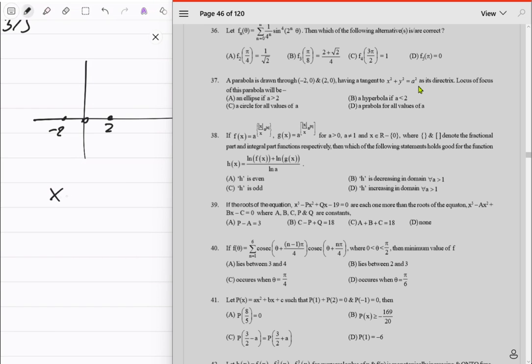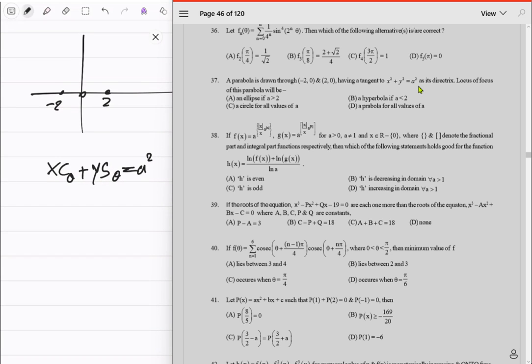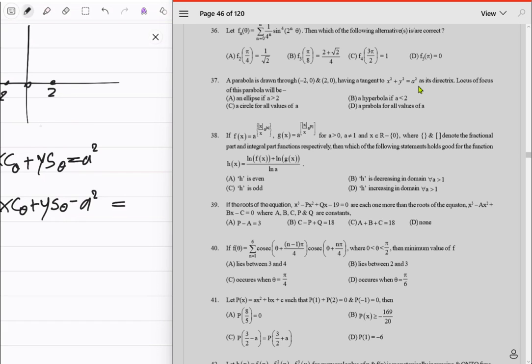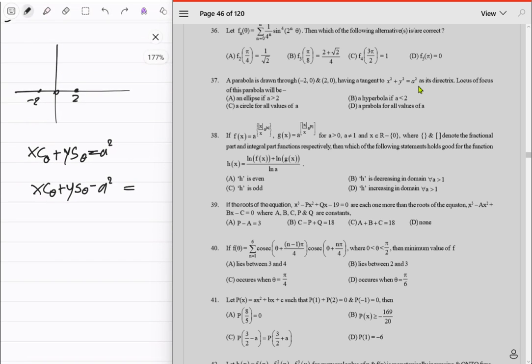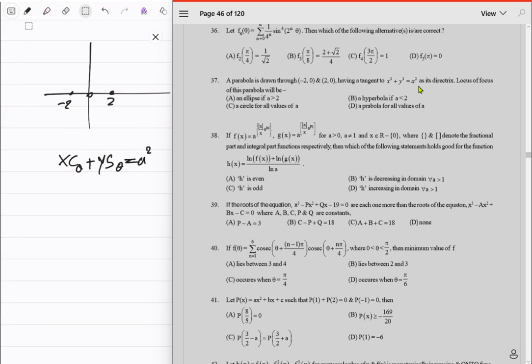Suppose your line is x cosine theta plus y sin theta equals a square. Then we want the distance from our point (x, y) to this line, which is x cosine theta plus y sin theta minus a squared, upon 1. That's the distance, with a mod of course. This distance from this line is equal to the distance from these two points. Sorry for that.